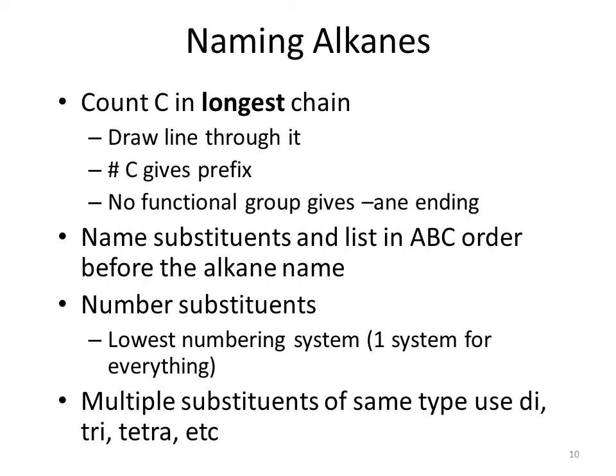If you ever have more than one of a particular type of substituent, for instance, if you have 2 one-carbon chains, then you use prefixes like di or tri. So if you have 2 methyls attached to an 8-carbon chain, it would be dimethyl octane.